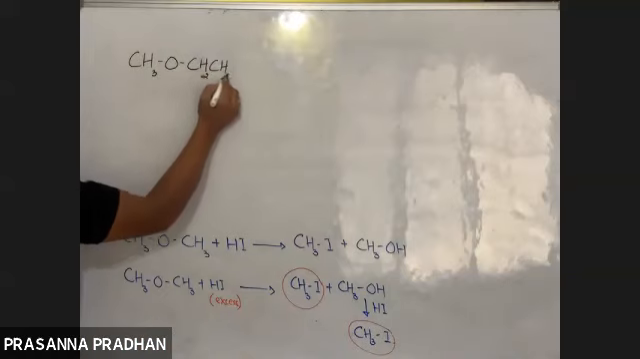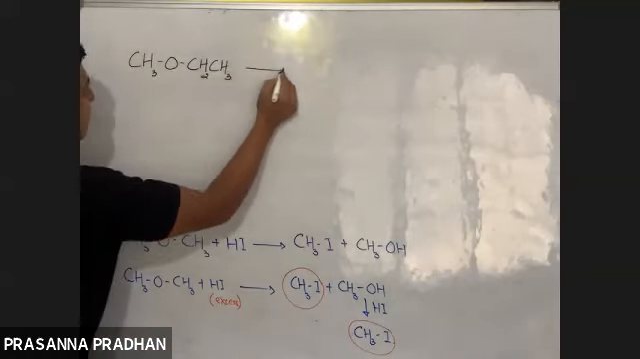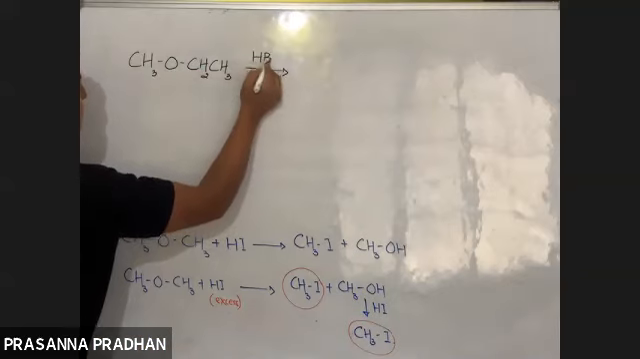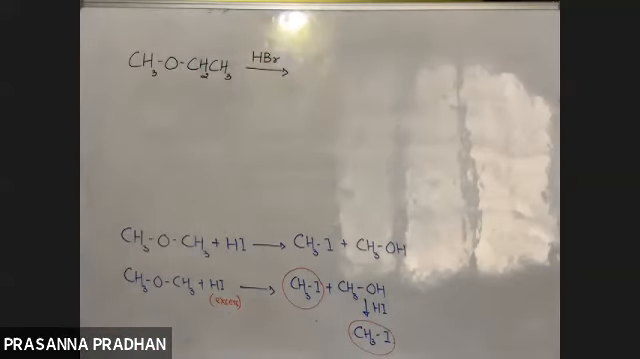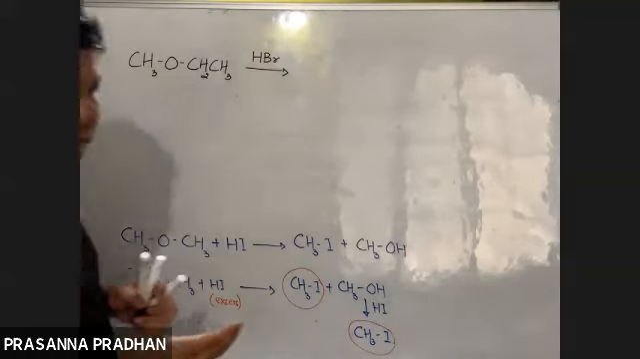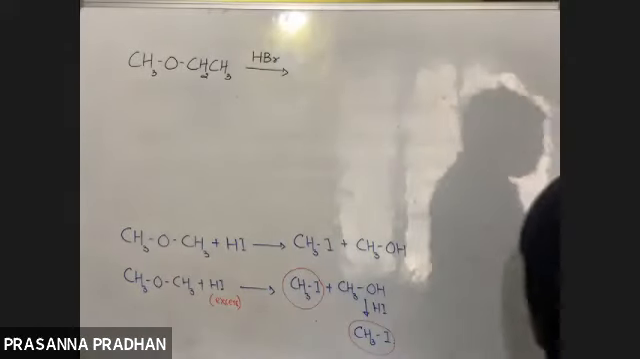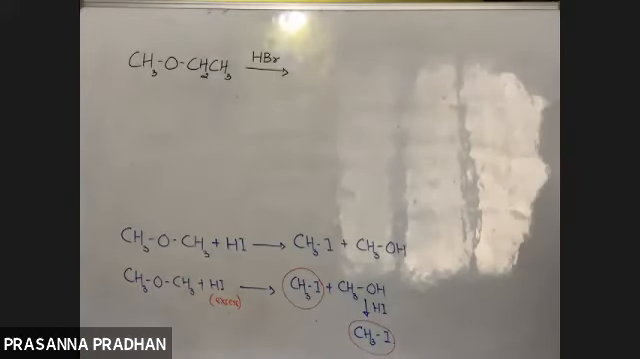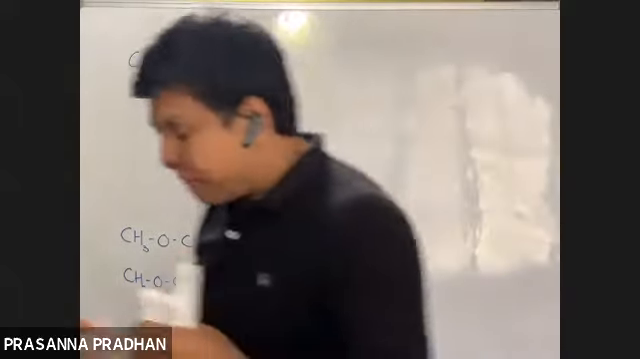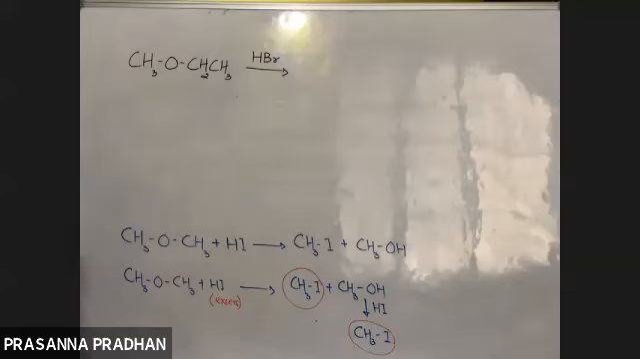CH3CH2-O-CH3, reaction with HBr. Now what is going to be the product? Both the alkyl groups are primary, but they are also of different nature. One is methyl containing one carbon, the other is ethyl containing two carbons. So what is the rule? The smaller alkyl group forms a bond with halogen, giving methyl bromide plus ethyl alcohol.